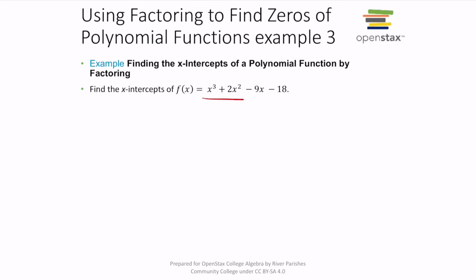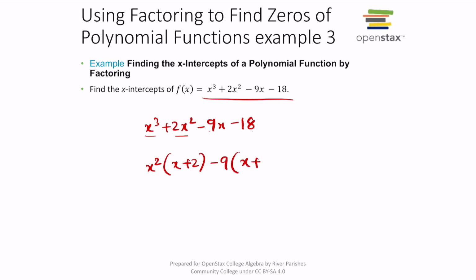So let's say we have been given this function here. How do you find the x-intercepts for this function? We have x cubed plus 2x squared minus 9x minus 18. The first thing we want to do is see if we can find anything common between the terms. Between the first two terms, x squared is common. If you take x squared out, you get x plus 2. In the second pair, 9 is common, so take -9 out and you get x plus 2.